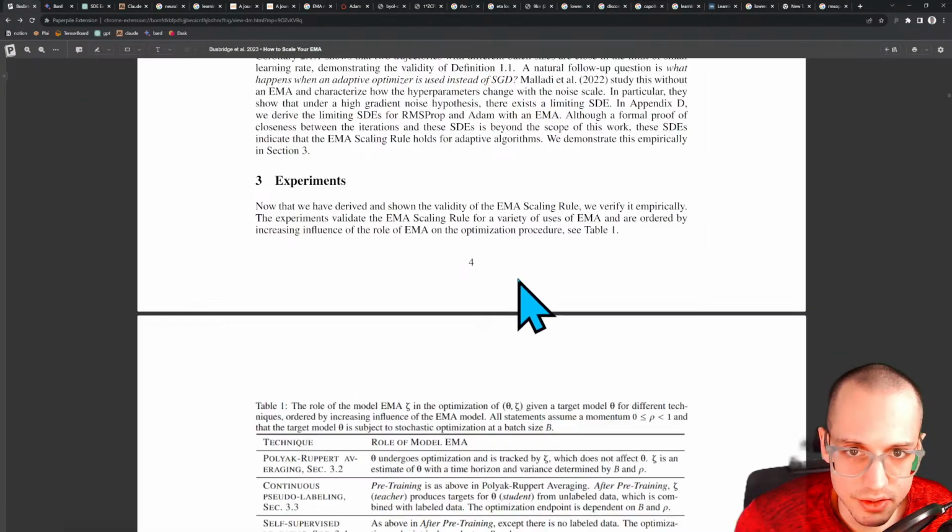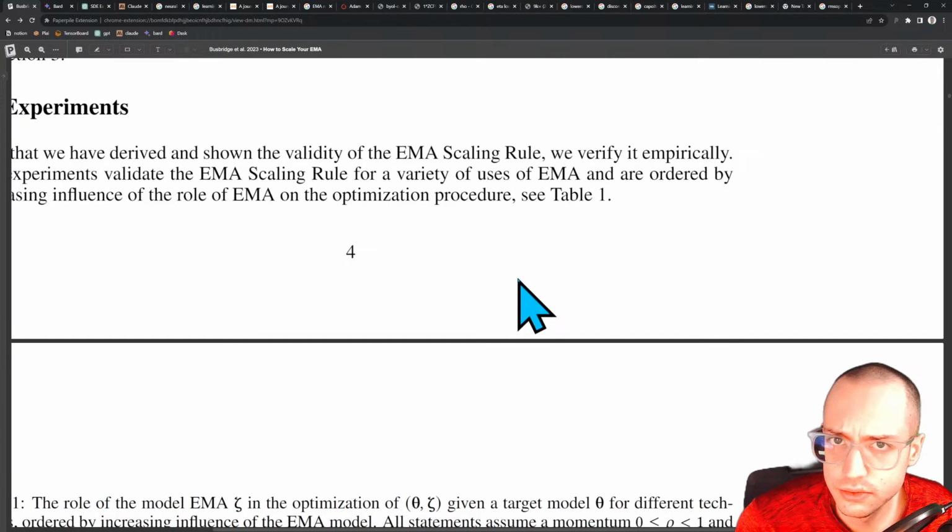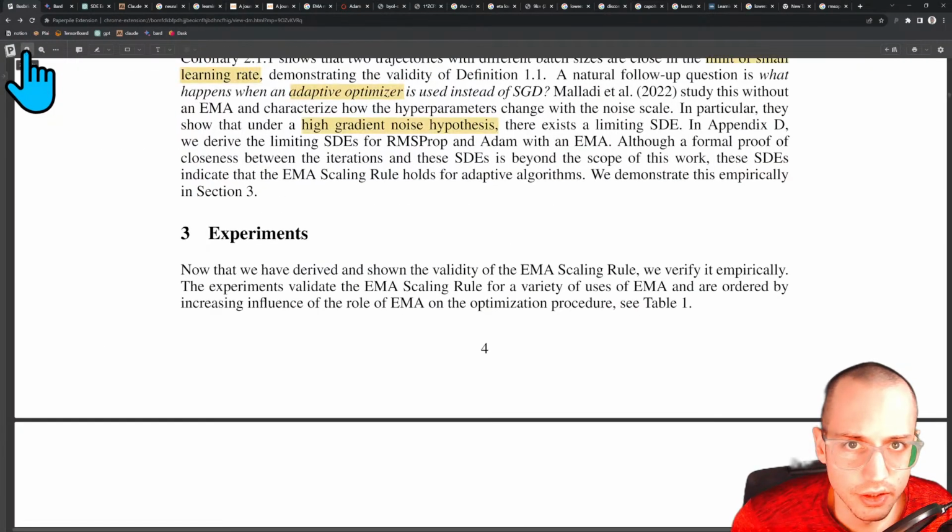Why did this zoom out? Get a little bit bigger.